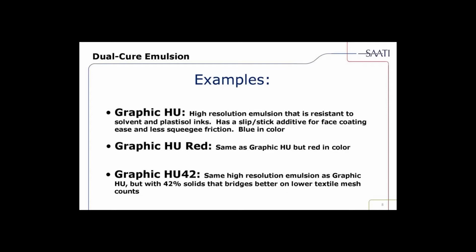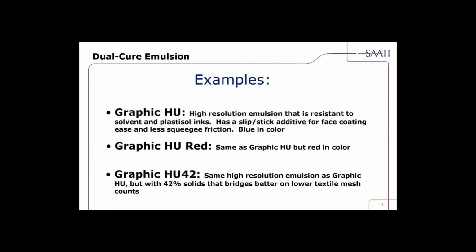What we mean by that slipstick, it is an active ingredient that helps reduce dot gain and reduces the squeegee chatter, as most commonly would be known by not having enough ink in the screen, and you try to drag the squeegee across the screen and it tends to chatter. The Graphic HU product line helps reduce that.